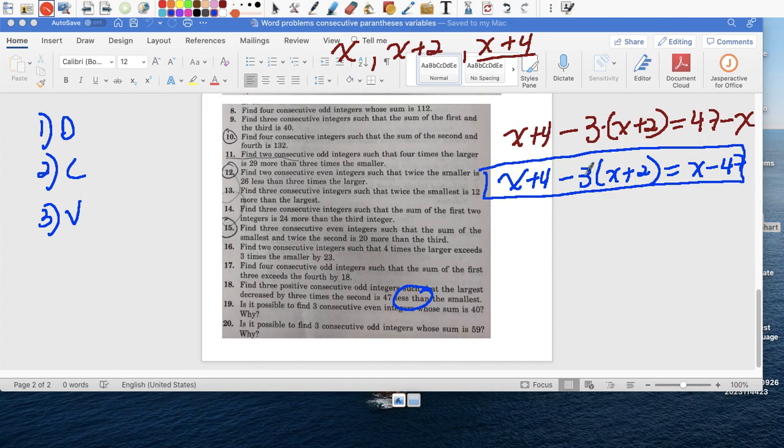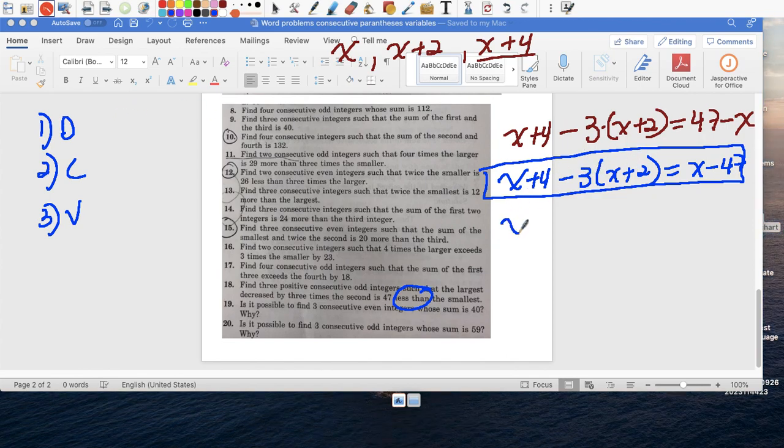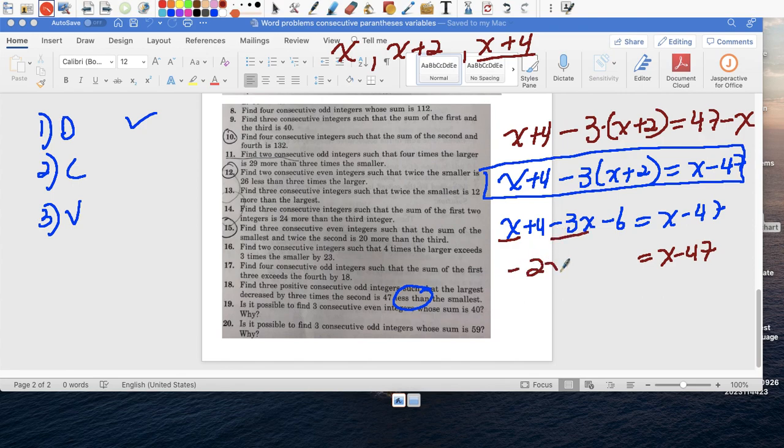Distributive property, yes, I do. So I have to do the distributive property. So x plus 4, minus 3 times x is negative 3x. Negative 3 times 2 is negative 6 equals x minus 47. Check. Combine like terms. Yes, there is. Nothing on the right side. But on the left side, I can combine x and minus 3x, and that gives me negative 2x. Positive 4 and minus 6 gives me negative 2. Okay? So combine like terms, check.